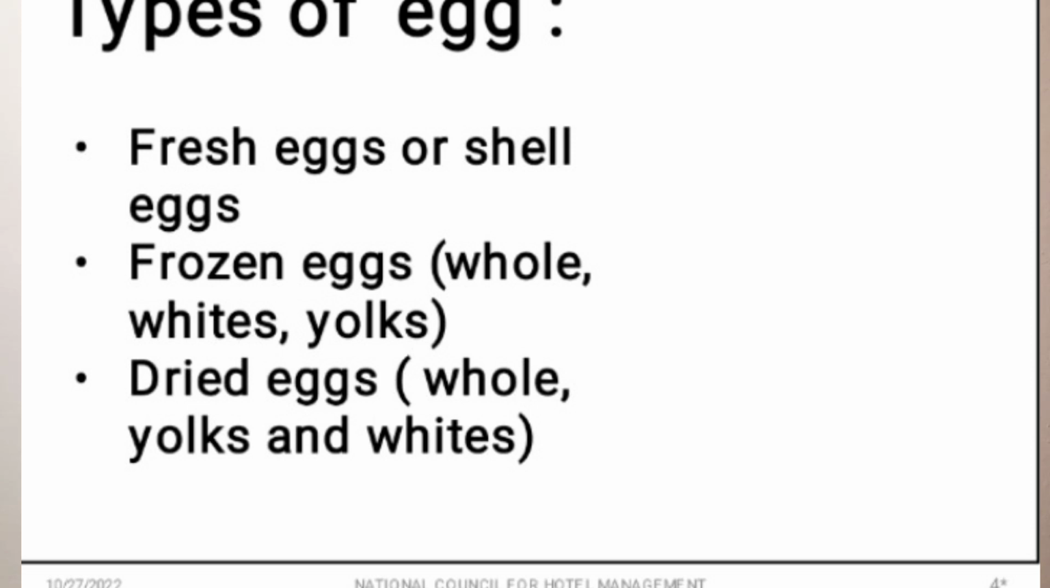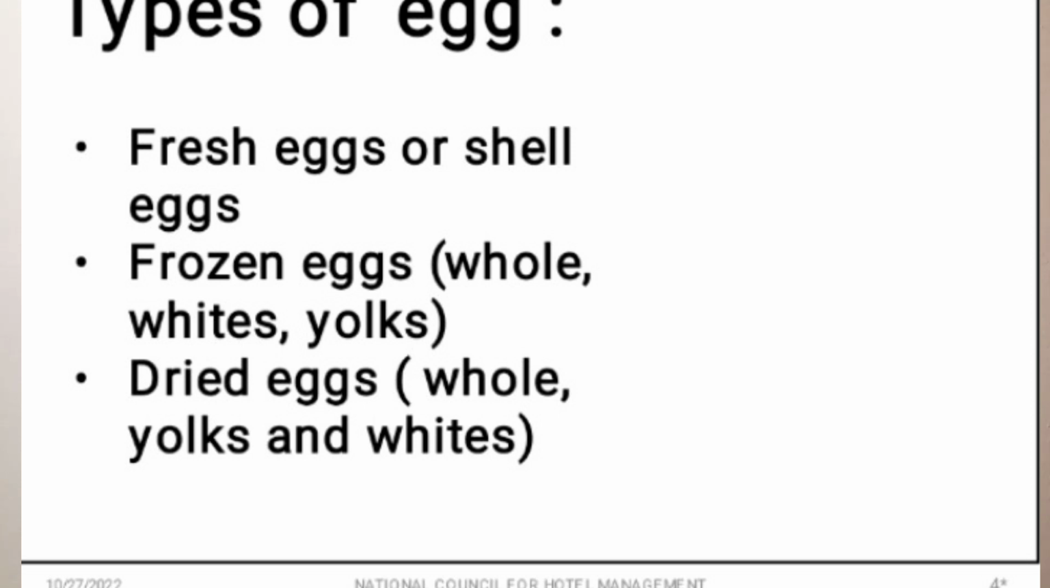Then dried eggs. Dried eggs are nothing but dehydrated eggs. Through hot air, below the coagulation temperature, that is below 65 degrees Celsius, the egg is heated with a hot air spray blown by jets, and the moisture is removed and a fine powder is collected. That is called dried eggs. Also we can call it egg powder. That is also available in the market in different forms. Whole egg powder, egg yolk powder, and egg white powder are also available in the market.